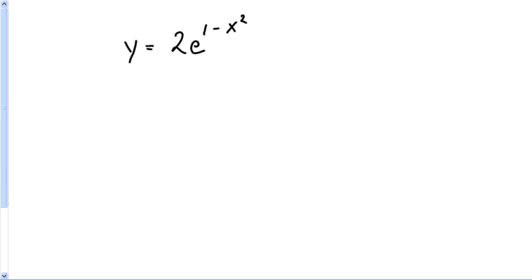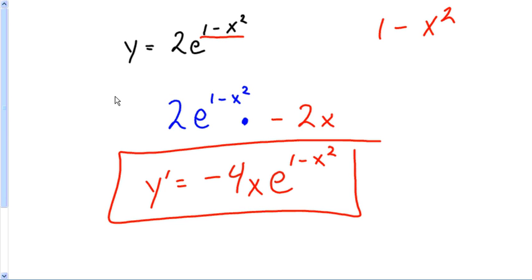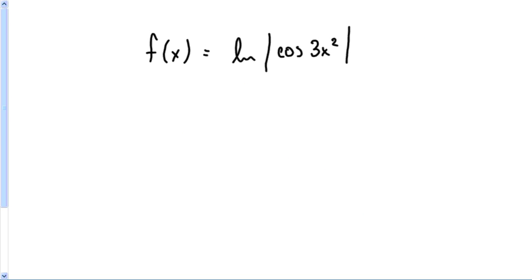Let's move on and do this guy. Let's see if he's hard. Same thing, don't let the 2 mess you up. The derivative of 2e to the power is going to be this. Oh, I love it. 2e to the 1 minus x squared, times the derivative of 1 minus x squared. The derivative of all that is just what? Times negative 2x. So my answer is negative 4x e to the 1 minus x squared, and that is my answer at this point. So anyway, so far, so good. All right. Keep going. I'm having a ball.